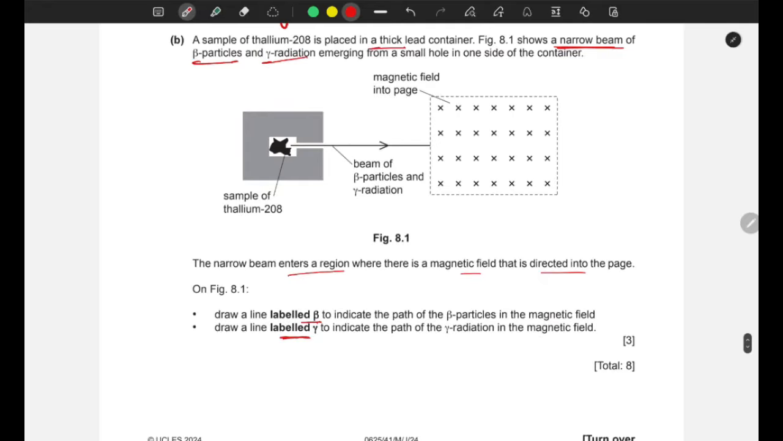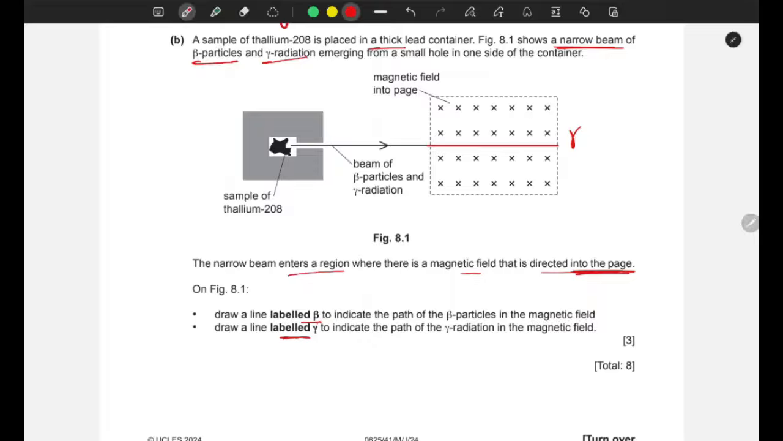So we have the magnetic field, and the magnetic field is into the page. Using Fleming's left-hand rule, we can determine which way the current or the charge is going. One thing is for sure, we discussed that the gamma ray has no charge or no mass, so it's not affected. So what we can do is just draw a straight line, and we can label that Y. And next, the beta particle.